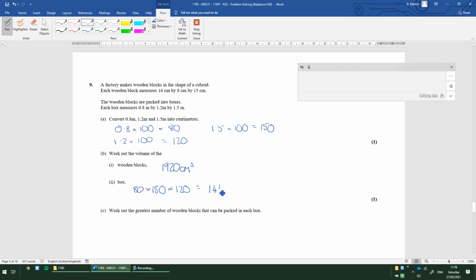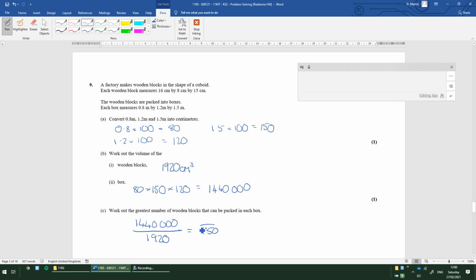And then to work out how many can be packed in, we need to divide that total volume by the volume for each one. So 1,440,000 divided by 1,920. You see here I'm using the fraction way of writing division. And that gives us an answer of 750 wooden blocks.